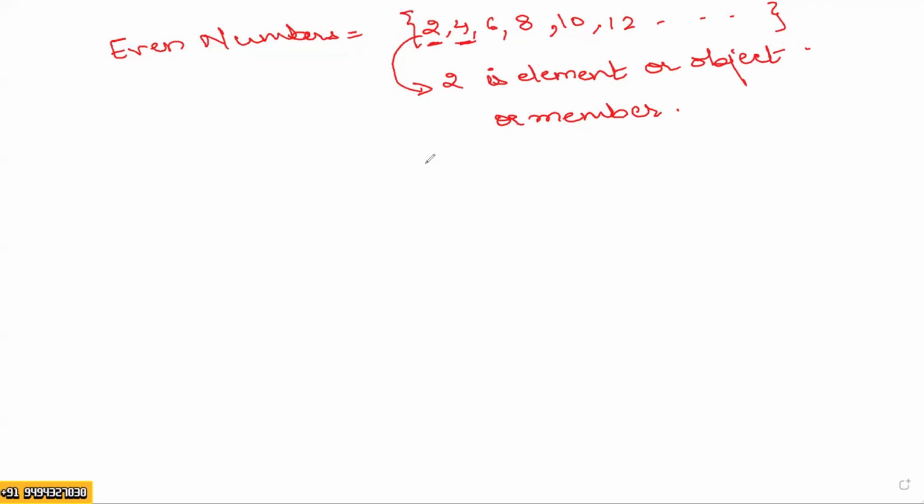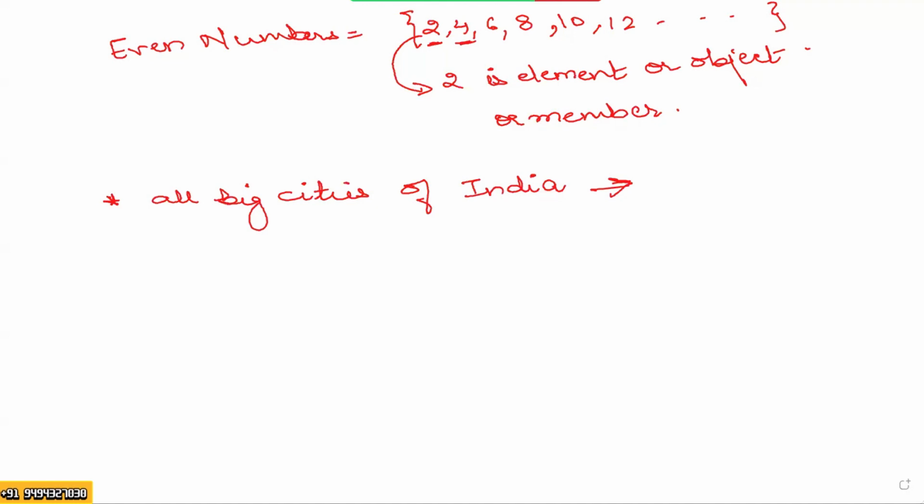And suppose children, please tell me, if I'm writing, for example, all big cities of India, can you define it as a set or not? Tell me, all big cities of India. Is this a well-defined collection or not? Tell me, Preetam, Vedika, Jaswant, Dhatri, tell me.